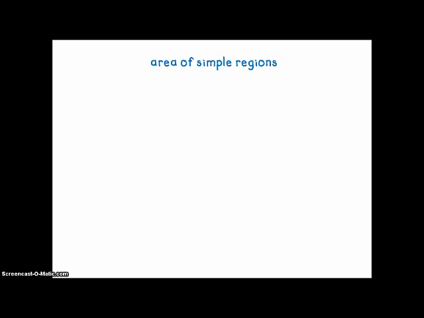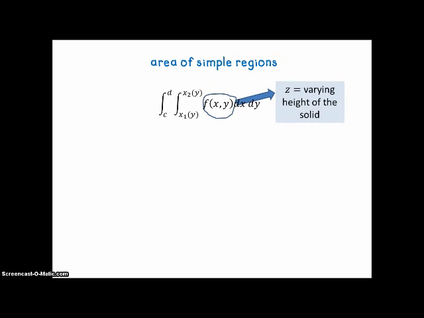So let's talk about area of simple regions. How does the area relate to a double integral? Well, here's our double integral for the volume under a positive function given a certain region of the xy plane. Now, the function is your z value. That's your varying height of the solid.